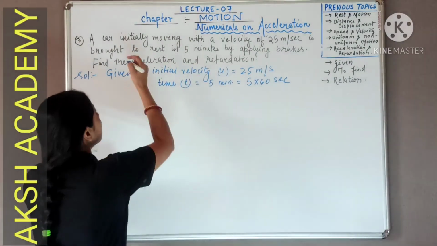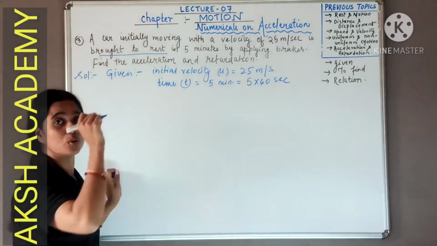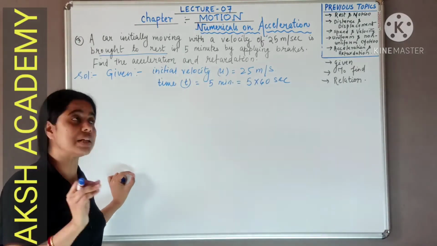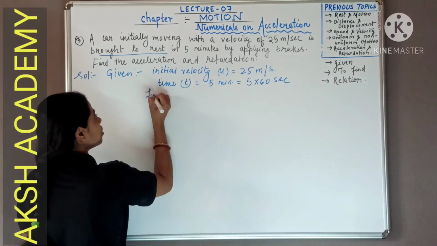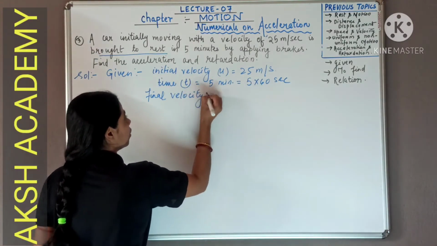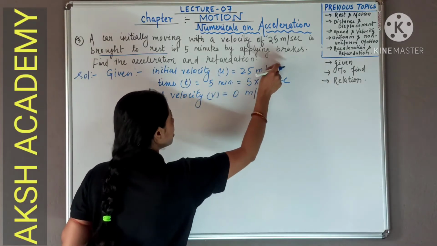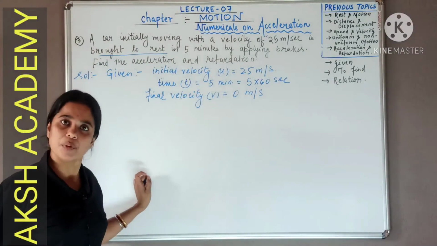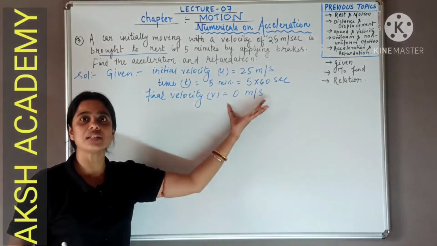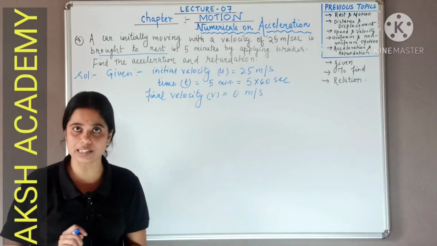Now what is given? The car is coming to rest. It has already come to rest in 5 minutes. So when it has come to rest, the final velocity V is equal to 0 meter per second, because here the unit which we have used is meter per second. Always remember, comes to rest means final velocity is 0. Starts from rest means initial velocity is 0.